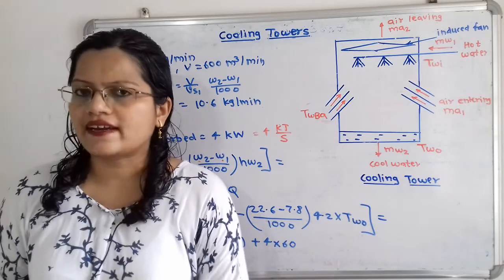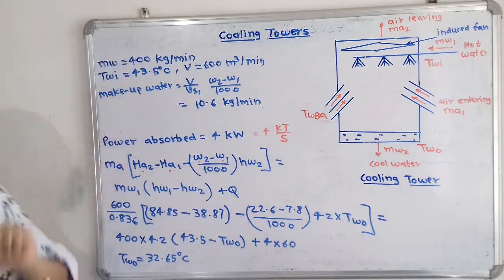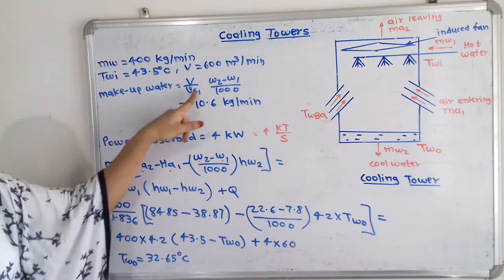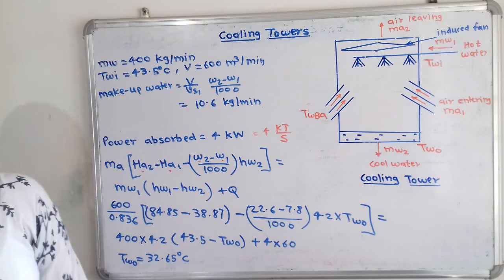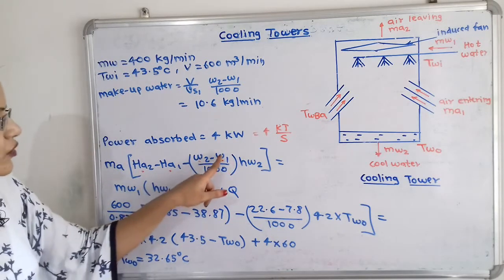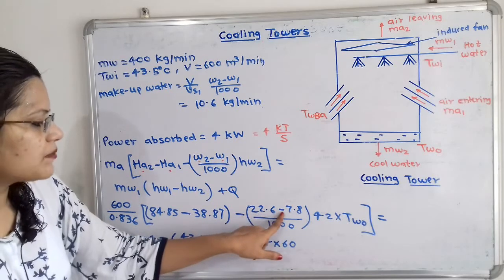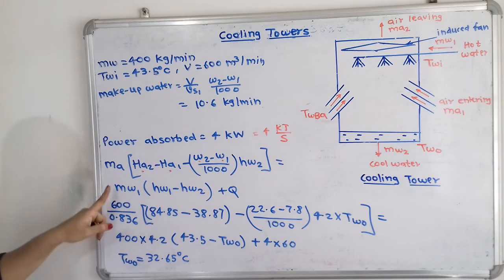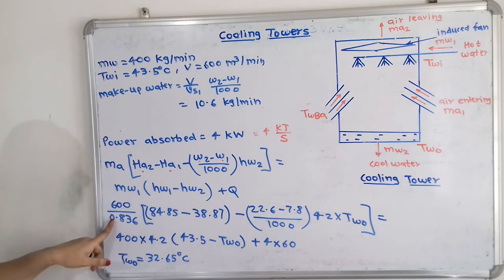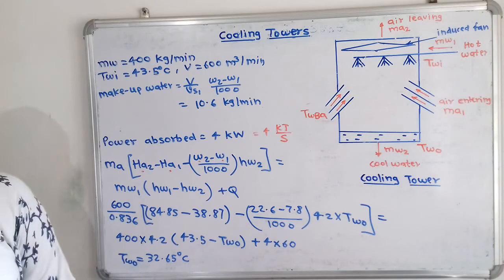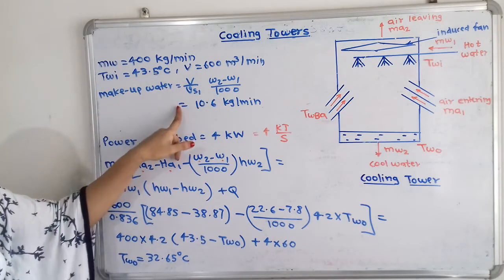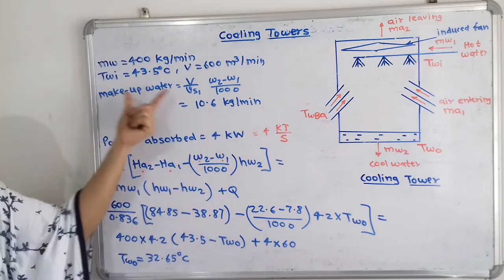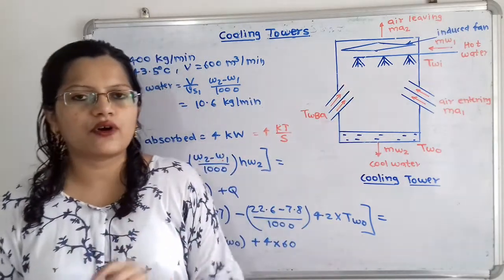Now we will move to the second question, that is we have to find out the makeup water. So for this makeup water we already know the formula, V by Vs1 times omega 2 minus omega 1 by 1000. So here omega 2 minus omega 1 is 22.6 minus 7.8, divided by 1000. And what is the value of V? That is 600, and Vs1 is also given, that is 0.836. So when we calculate this, we will get the answer 10.6 kilogram per minute. So this is the quantity of makeup water that is required for this cooling problem.